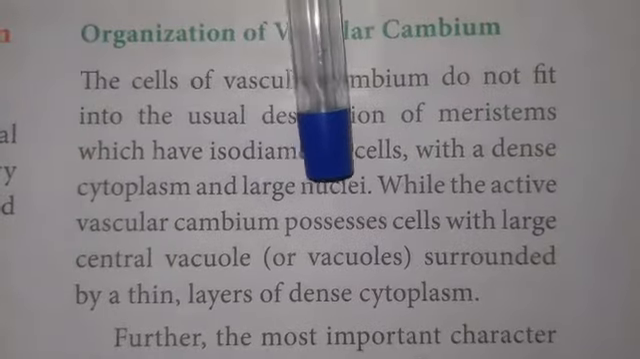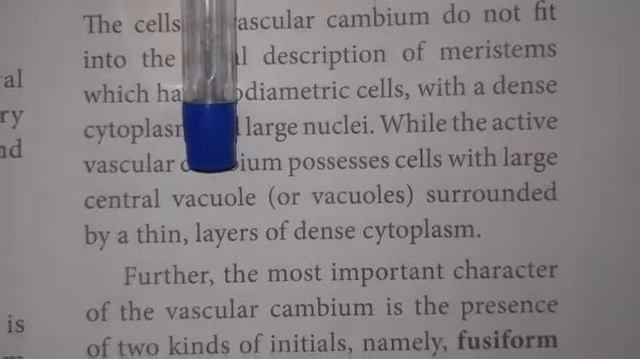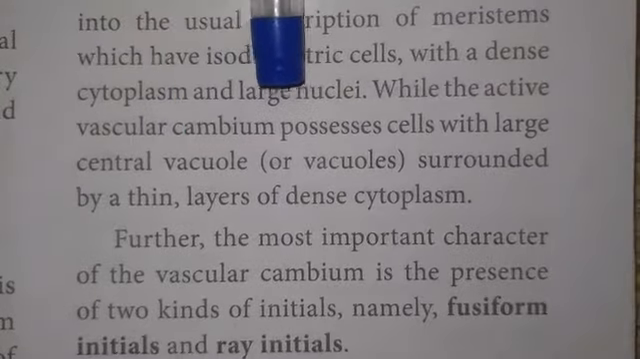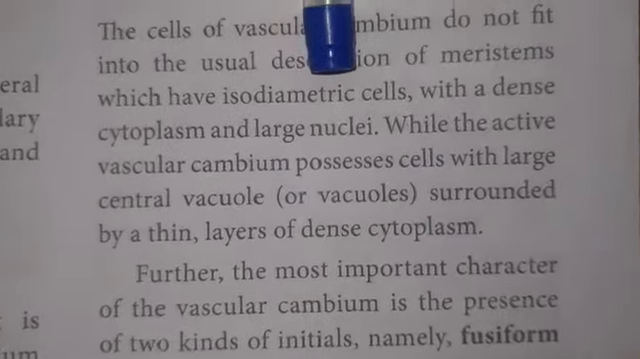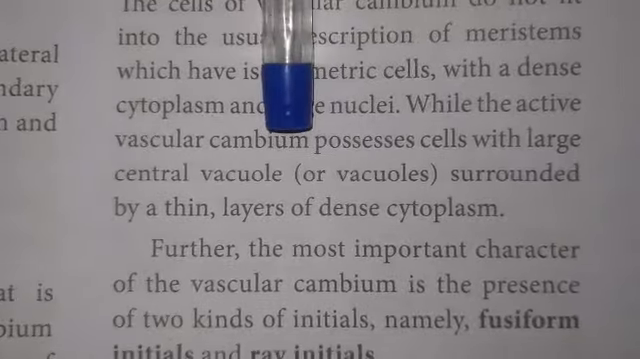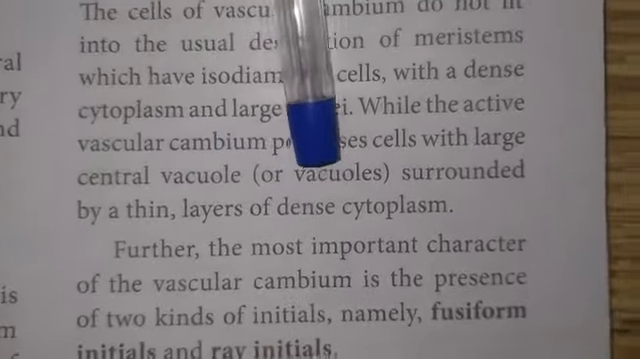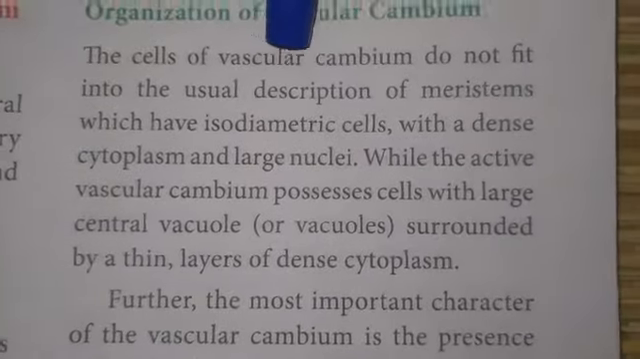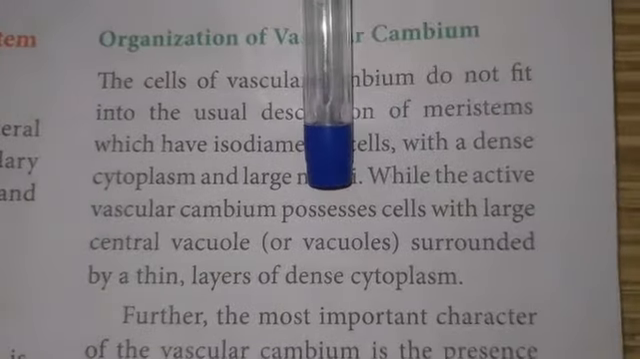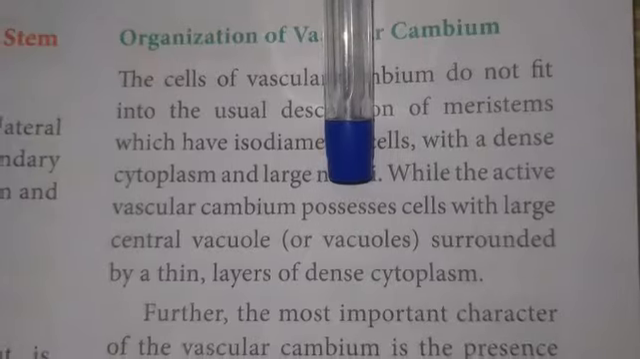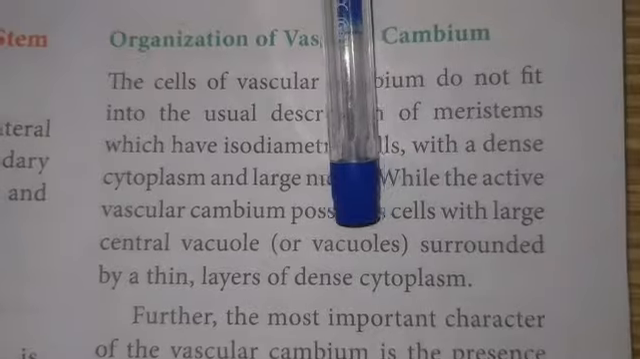The vascular cambial cells possess large central vacuoles, comparatively larger than those of meristematic cells. The meristematic cells have smaller vacuoles, or sometimes vacuoles are absent, but the vascular cambium has larger vacuoles. They are surrounded by a thin layer of dense cytoplasm. So the meristematic cells have dense cytoplasm and a central large nucleus, but the vascular cambial cells have a larger vacuole surrounded by a thin layer of dense cytoplasm.